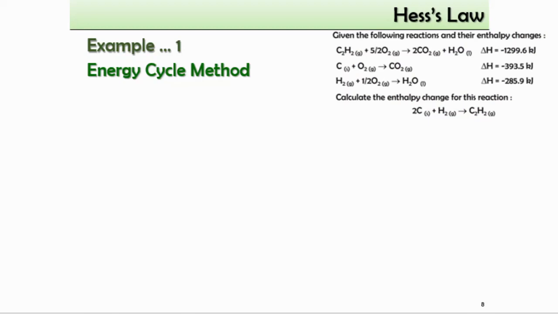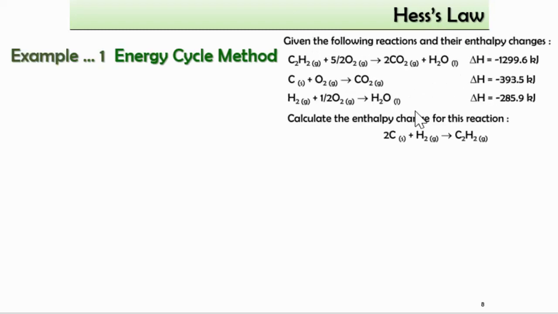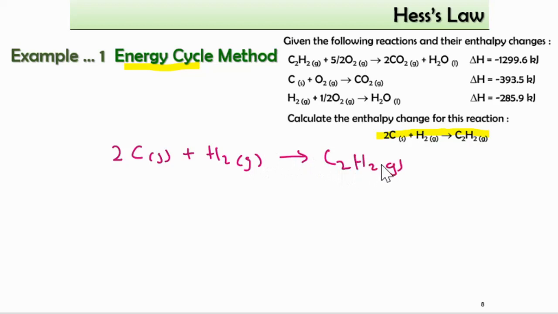Okay, the next one is energy cycle method. So now let's have a look at the second method, energy cycle method, but we are still referring to the same question, which is example 1. So masih lagi step yang sama. This is your target equation. Tapi untuk energy cycle method, kita akan tulis your target equation di bahagian atas. So 2C solid plus H2 gas, C2H2 gas. Okay, so untuk energy cycle method, kita akan tulis delta H ataupun enthalpy changes di bahagian atas arrow ataupun di sebelah arrow lah. So ini yang kita nak cari.